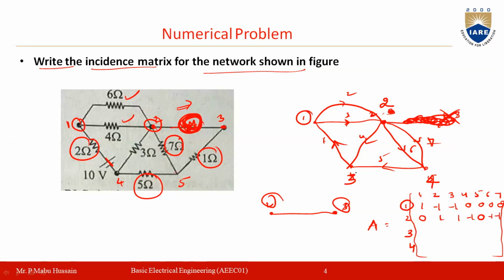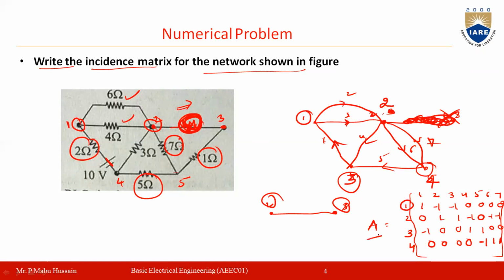Okay, next if you observe the third node, for the third node 1, 4, 5 are connected, right? 1 is away from the node. 4 and 5 are towards the node. They are represented with +1. 4 and 5 are +1, and 1 is -1. Remaining all will be zeros. Okay, finally the fourth node. For the fourth node, 5, 6, 7 are connected. 5 is away from the node. 6 and 7 are towards the node. So these two will be positive, +1, and 5 is -1. And the remaining elements are not connected, so they are represented with zeros.